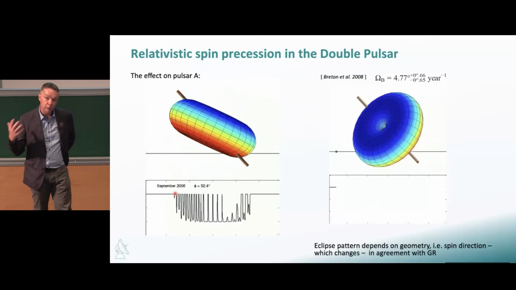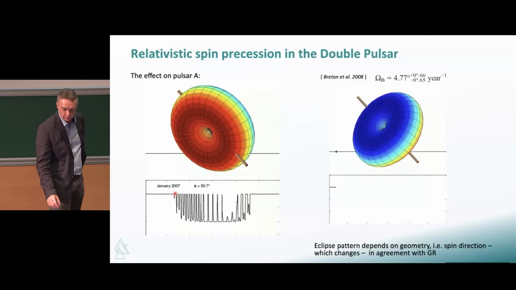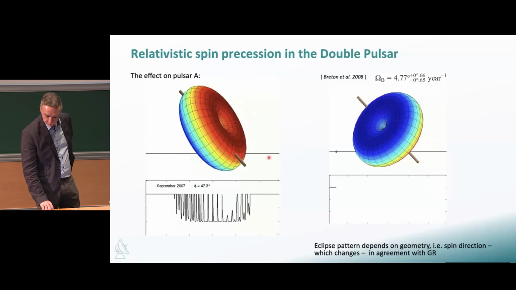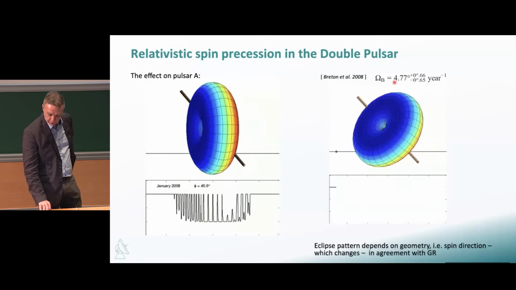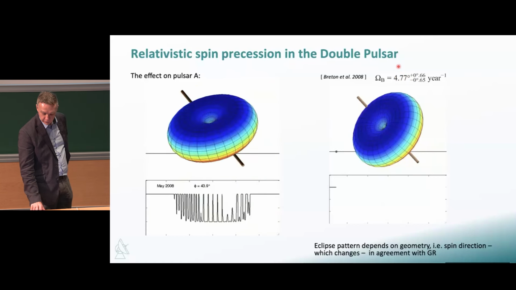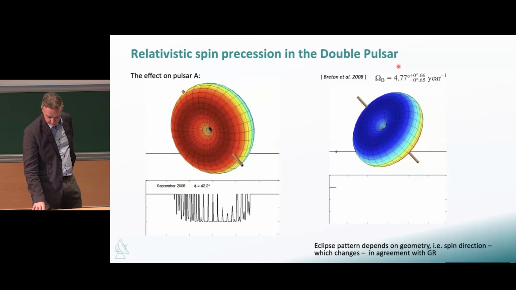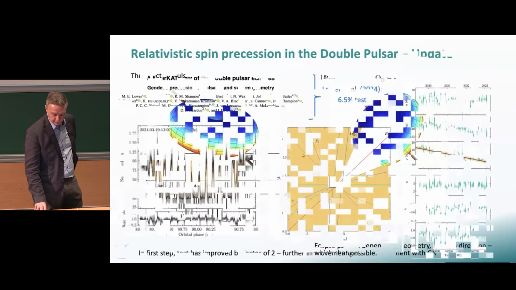And by comparing what we observe to that simple model, he was able to derive the precession rate of the system, with a rate of 4.77 degrees plus or minus 0.6. This is a 13% test, which was the best test at the time.